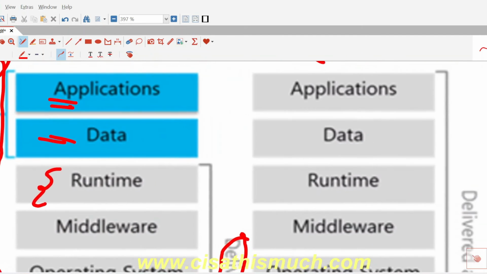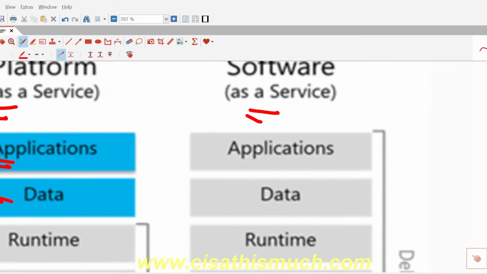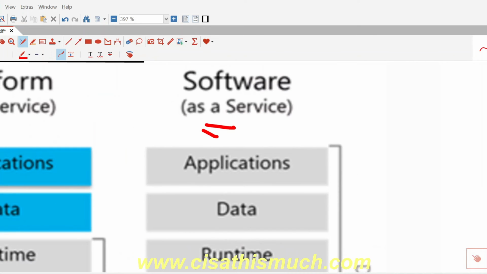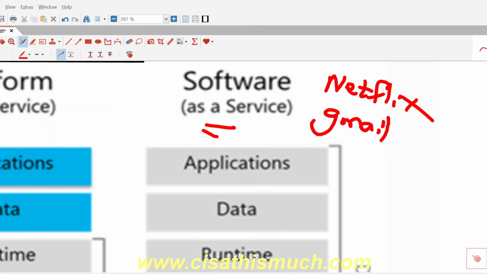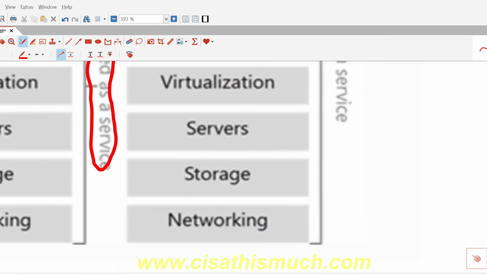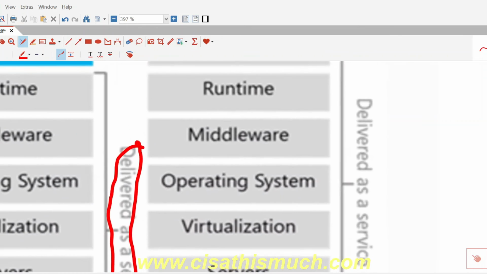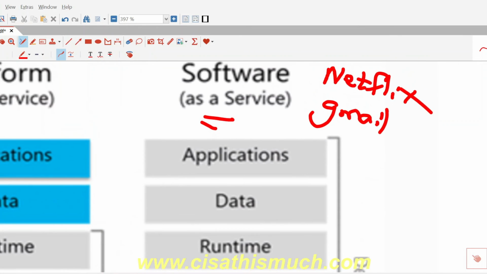Can you see here? There is no blue boxes over here. No blue boxes. It's known as software as a service. When you take a Netflix subscription, when you have your Gmail, are you managing the network, storage, virtualization, operating system, middleware, runtime, data? Okay, so basically, everything is given to you as a software as a service. So the entire end product.